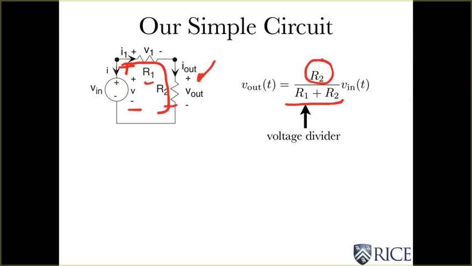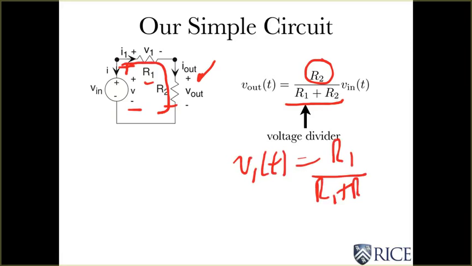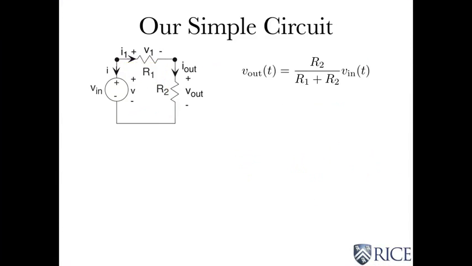I asked you last time what was the voltage across R1, and I think it's pretty clear, but if you apply a voltage divider, it's the resistance of the resistor I'm talking about divided by the sum times Vin. Very easy to see, and of course by KVL, this and this have to add up to be Vin, so everything checks out.